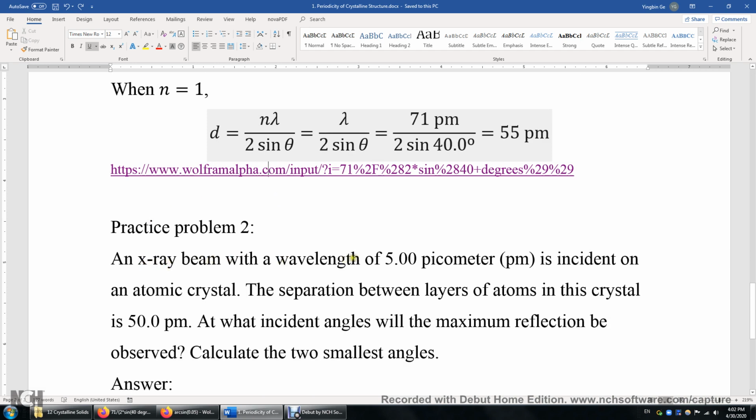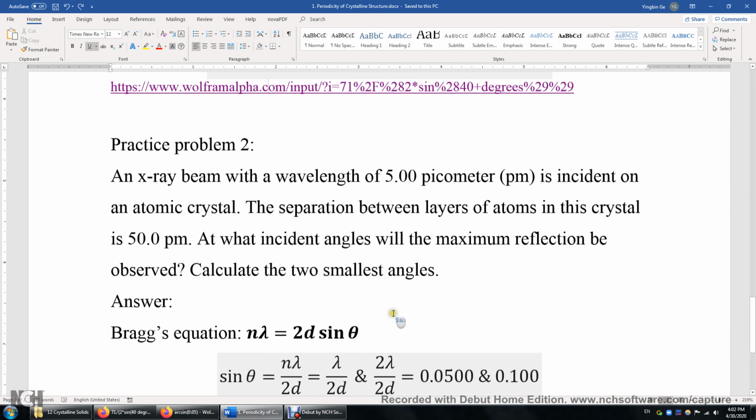An X-ray beam with a wavelength of 5.00 picometer is incident on an atomic crystal. The separation between two layers is 50 picometers. At what incident angles will the maximum reflection be observed? There can be many angles because this integer multiple of wavelengths, this integer n, can be 1, 2, 3, 4. But let's just calculate the two smallest angles. You can pause here and work on this practice problem before I show you the answer.